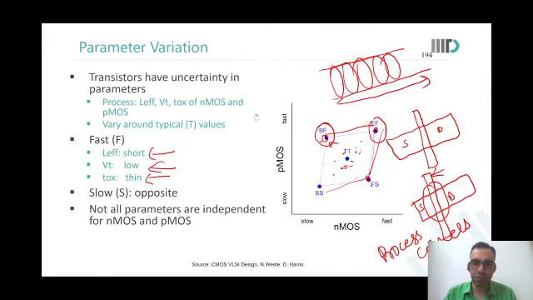Give me a minute. My PPT seems to be playing cranky today. So the next thing that we need to look at is VT variations. So what happens to the variations and delays due to VDD and temperature? Madhur, you had a question?